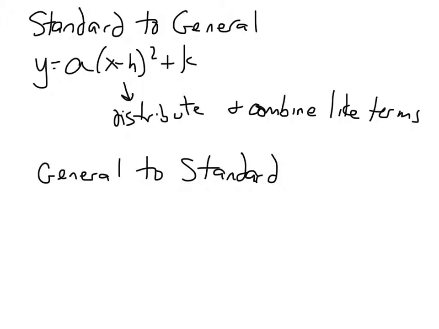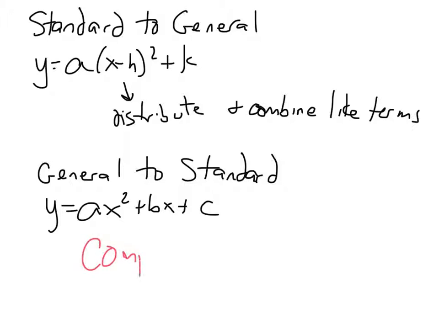General to standard is the more difficult one, because if I already have ax squared plus bx plus c and I want to be able to rewrite it so that I have a parenthesis squared, this (x minus h) squared, you may or may not recognize that what we need in order to do that is everybody's favorite, completing the square.